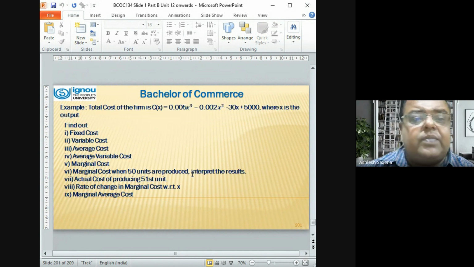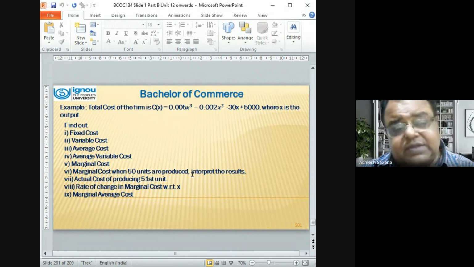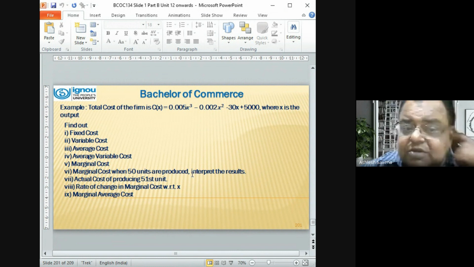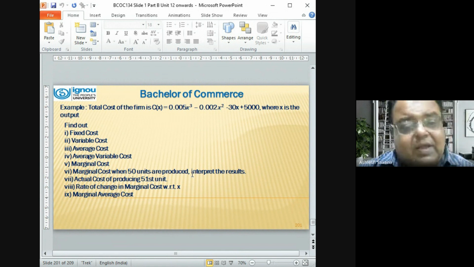Okay, this is the cost of the firm. C(x) is equal to 0.005 x cube minus 0.002 x square minus 30x plus 5,000. This is the cost function. Now from this, you have to evaluate fixed cost, variable cost, average cost, average variable cost, marginal cost. 9 parts or 9 answers have to be answered from this.